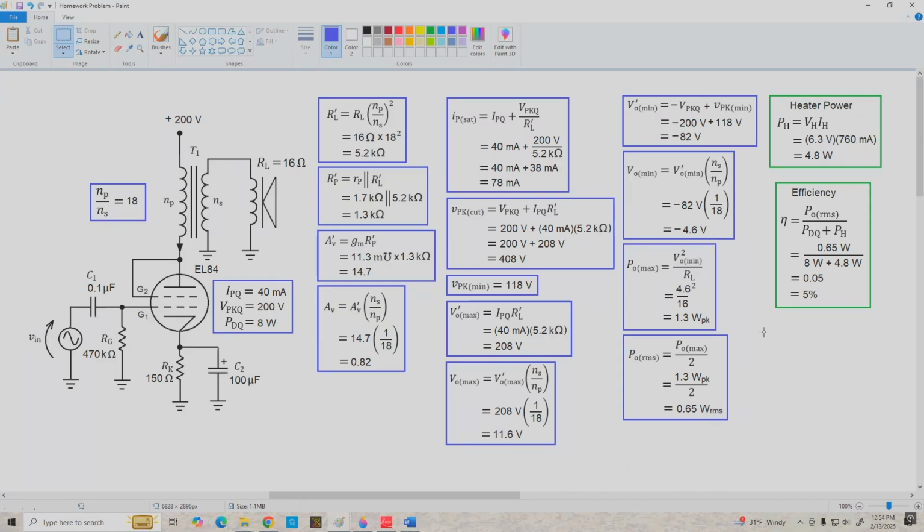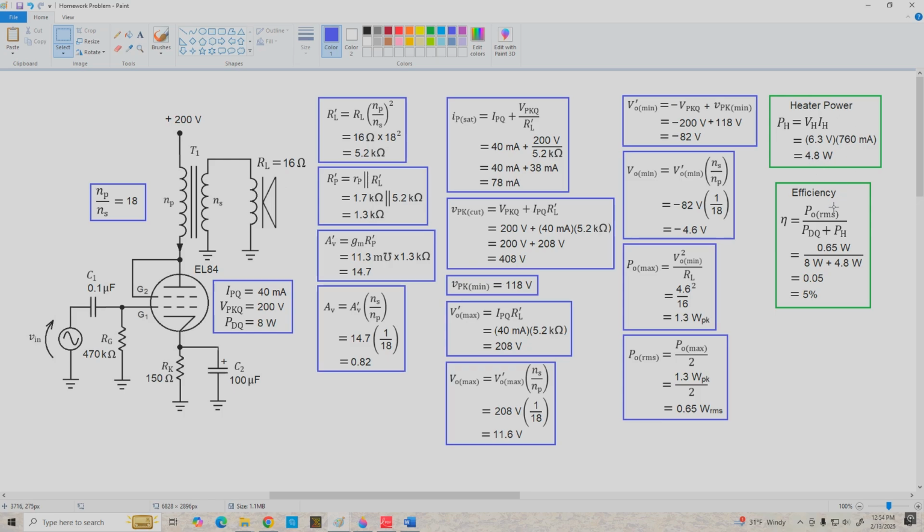And finally, coming over to these green boxes, I thought I'd throw some new stuff in here. Our heater power dissipation, P sub H, is just the heater voltage times the heater current. So it operates from 6.3 volts, and draws 760 milliamps. We get this from the data sheet. So our heater is dissipating 4.8 watts.